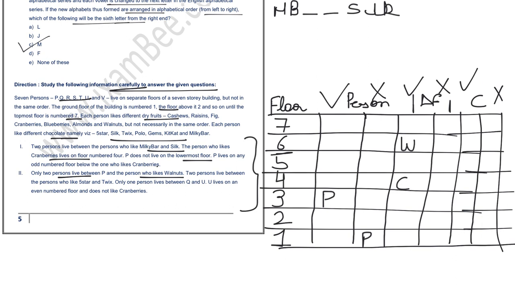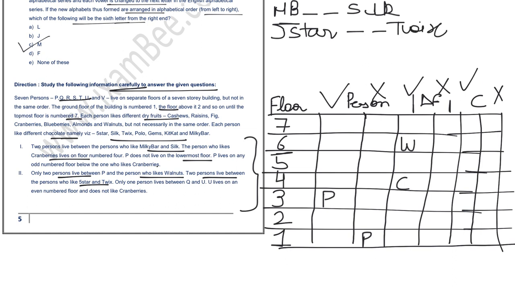Now it is given to you that two persons live between the person who likes 5 Star and Twix. So simply you can write the logic over here, or you can write the hint that there is a gap of 2 persons between the person who likes 5 Star and the person who likes Twix, right?